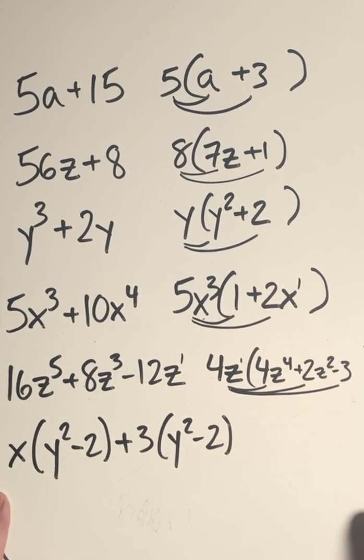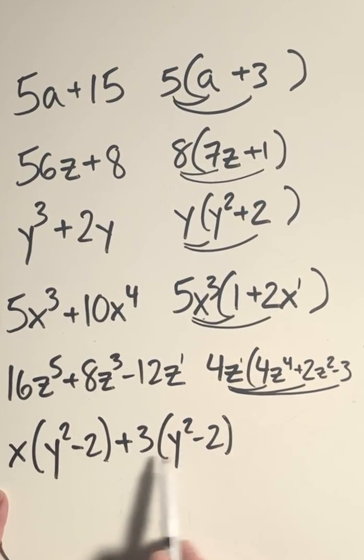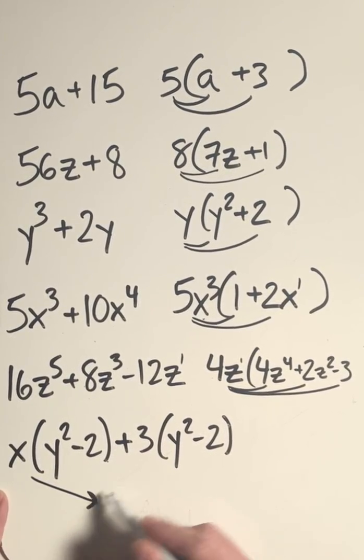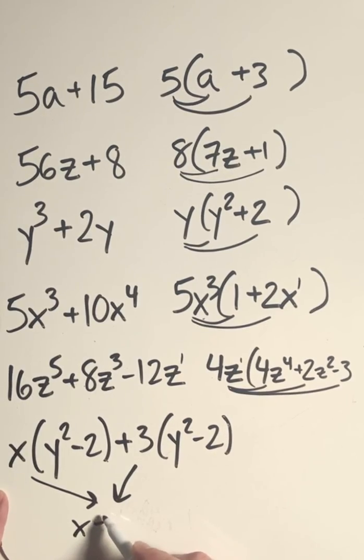Pretty soon, we're going to be encountering expressions like this that may look different than here. But notice that inside the parentheses, we have identical binomials. So we're really taking x times something plus 3 times that something, and this simplifies to x plus 3 times that something.